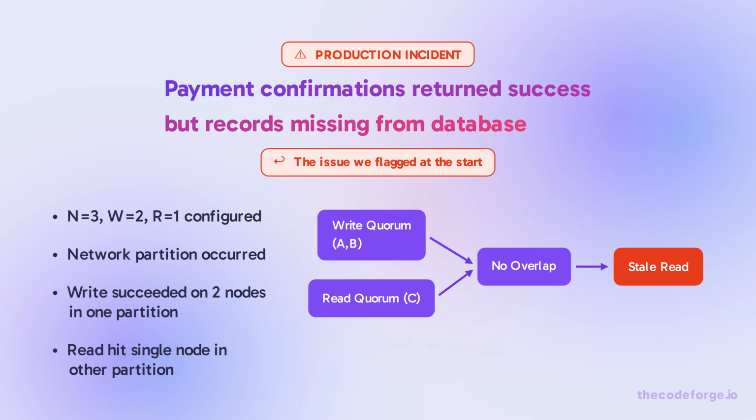During a network partition, a write succeeded on 2 nodes in one partition, but a read hit the single node in the other partition that hadn't received the write. R plus W equals 3, N equals 3, so the condition held, but the read quorum didn't overlap with the write quorum due to the partition. The read returned no data, and the application interpreted that as payment not made and retried, causing duplicate charges.